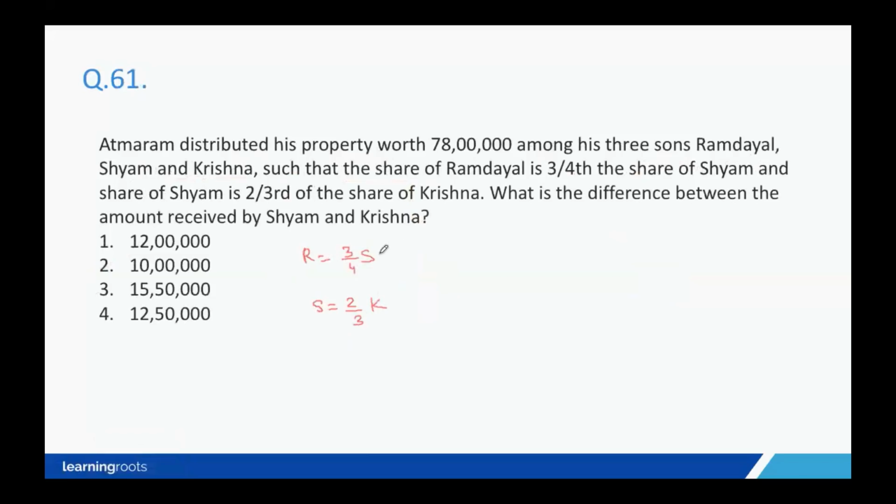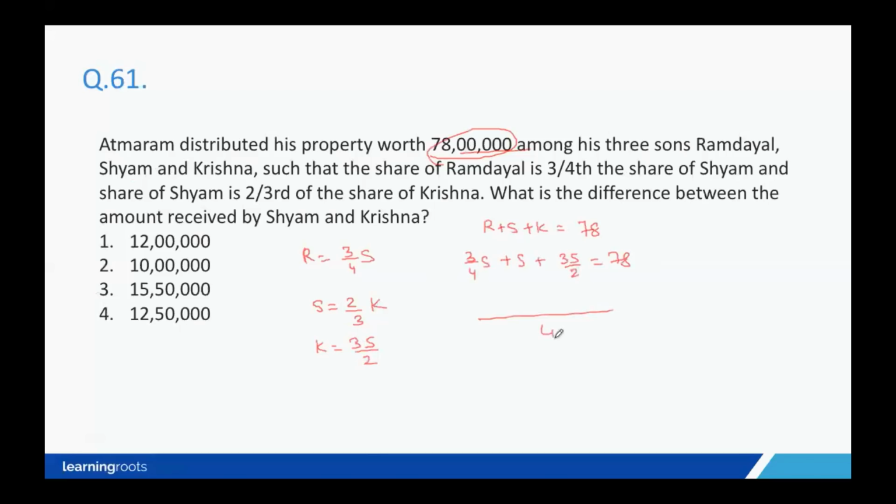We know that R is 3/4 of S. We know that S is 2/3 of K. And we know that the properties were this much. So R plus S plus K will be equal to 78. Again, let me take only 78. Forget about the remaining part, not really that relevant. So R becomes 3/4 of S. Let me keep S as it is. And K, let me put it as 3s/2. Taking it on the other side, 3s/2 will be equal to 78.